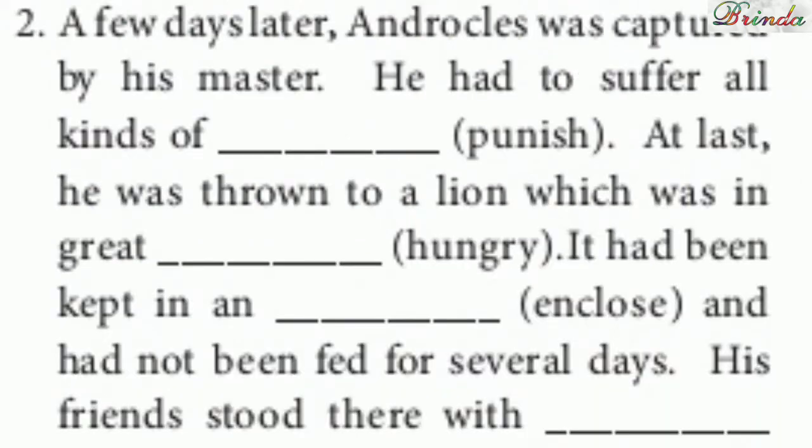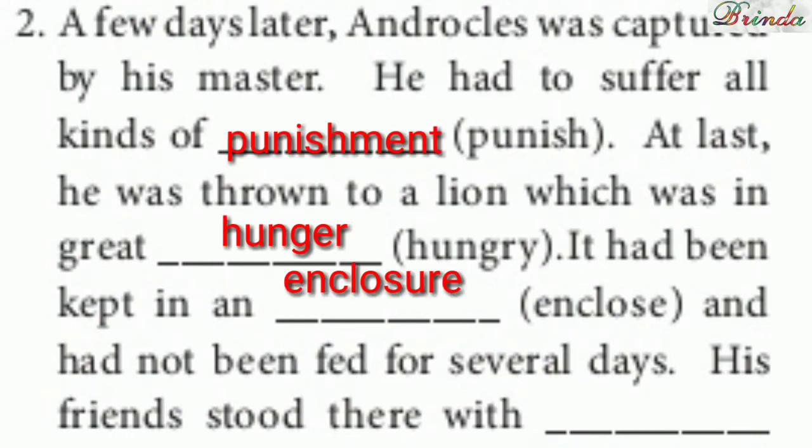Fine, children. A few days later, Androcles was captured by his master. He had to suffer all kinds of, bracket word is punish. So punishment. At last, he was thrown to a lion which was in great dash. Bracket word hungry. So great hunger. It had been kept in an dash. Bracket word is enclose. In an enclosure. And had not been fed for several days.